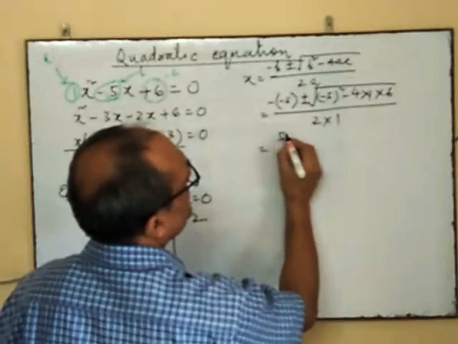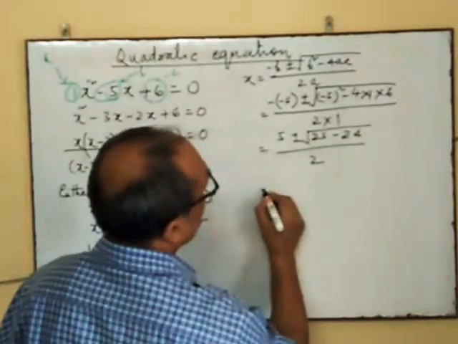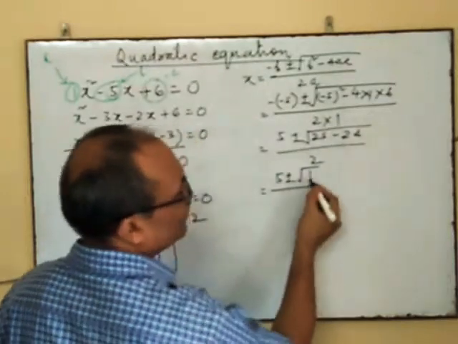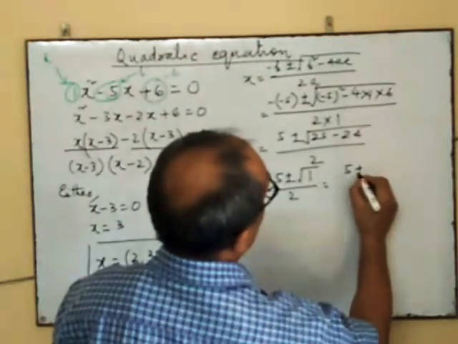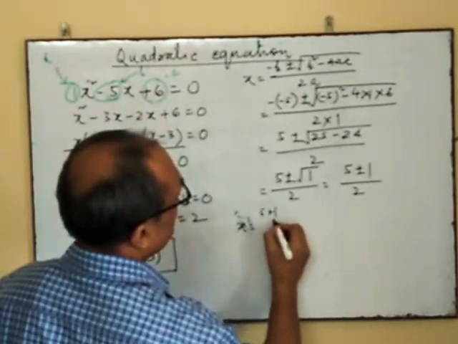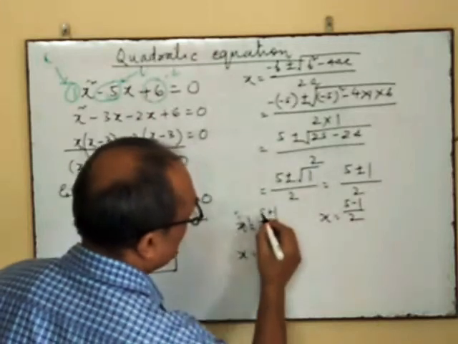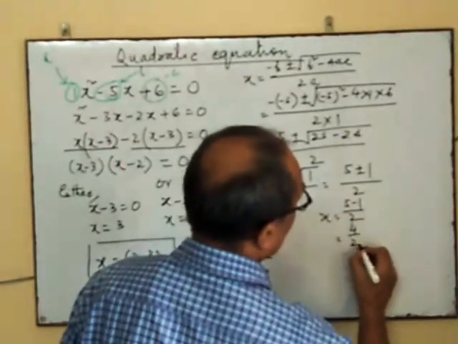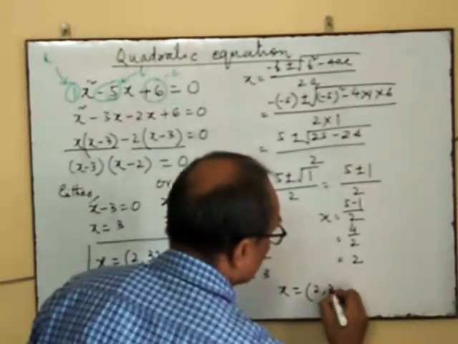This equals to 5 plus minus under root 25 minus 24, this by 2. This equals to 5 plus minus under root 1, by 2. Now you may write this equals to 5 plus minus 1 by 2, as the square root of 1 is 1. So x equals to, if we take the positive sign here, and x equals to, if we take the negative sign here. So we will see x equals to 5 plus 1, 6 by 2, and this equals to 3, and here x equals to 4 by 2 and this equals to 2. So we have again the solution, x equals to 2 and 3.